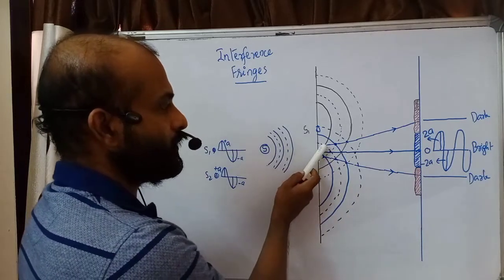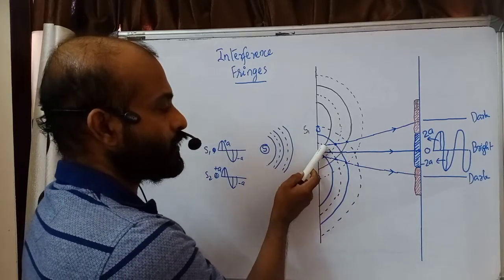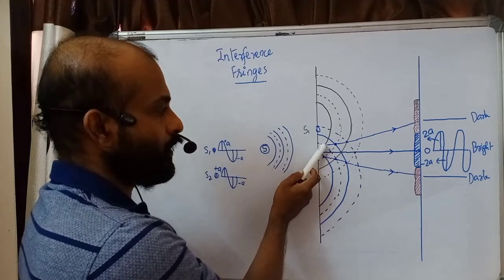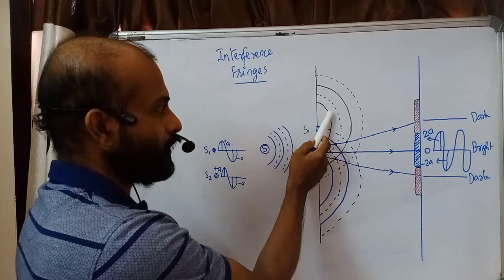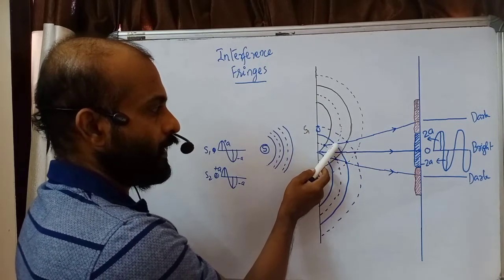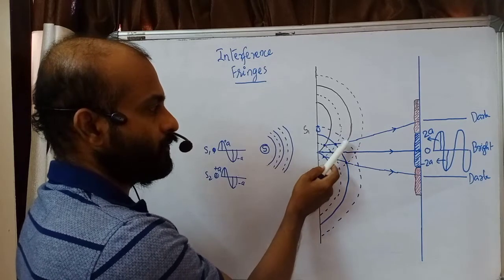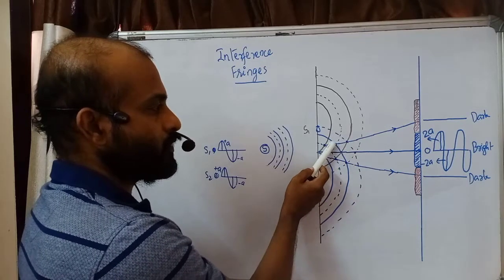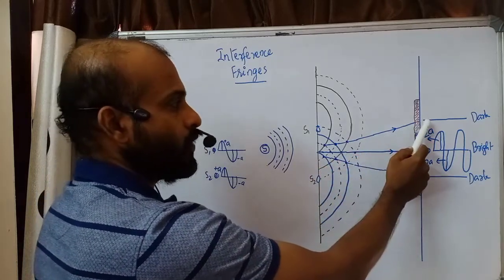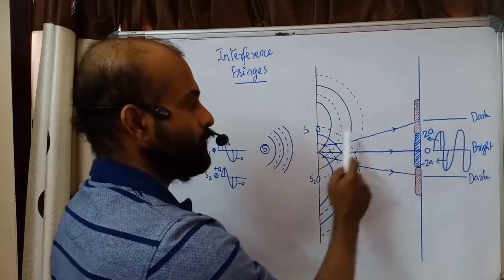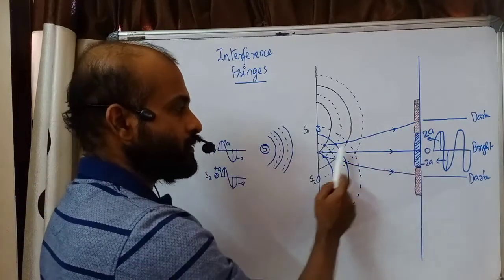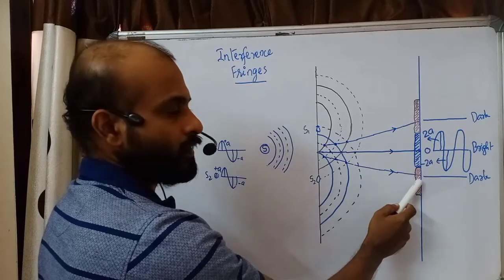Now we can see these points where the crest of one wave meets the trough of the other wave. Here the black bold line meets a blue dotted line. Again a crest meets a trough. Here also a crest meets a trough. So what do these points correspond to? Dark, meaning there is no intensity at all. It will be cancelled: plus A is cancelled by minus A. So this corresponds to destructive interference. Similarly here also we can see destructive interference.